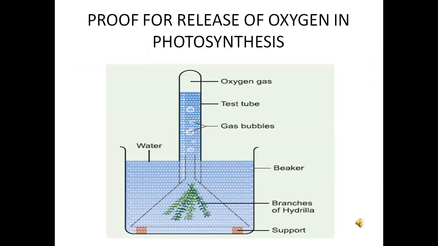One more activity here. Proof for release of oxygen in photosynthesis. From this activity, we learn: take a healthy branch of hydrilla and place it in a funnel. Hydrilla is a plant. Invert the funnel in a beaker of water as shown in the figure.